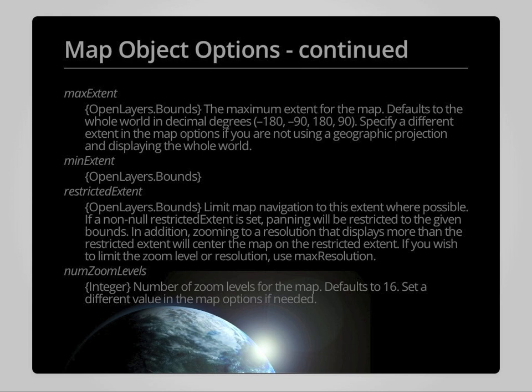Restricted extent is another way to limit map navigation, where you can then control the zooming to a resolution that will still restrict them to a particular area within the map. The number of zoom levels, or numZoomLevels, defines the number of increments that are on the zoom control, where this value defaults to 16 zoom levels, but you may find in some circumstances that you want to modify this. And actually, one of the examples that we will look at later in the lecture illustrates this.